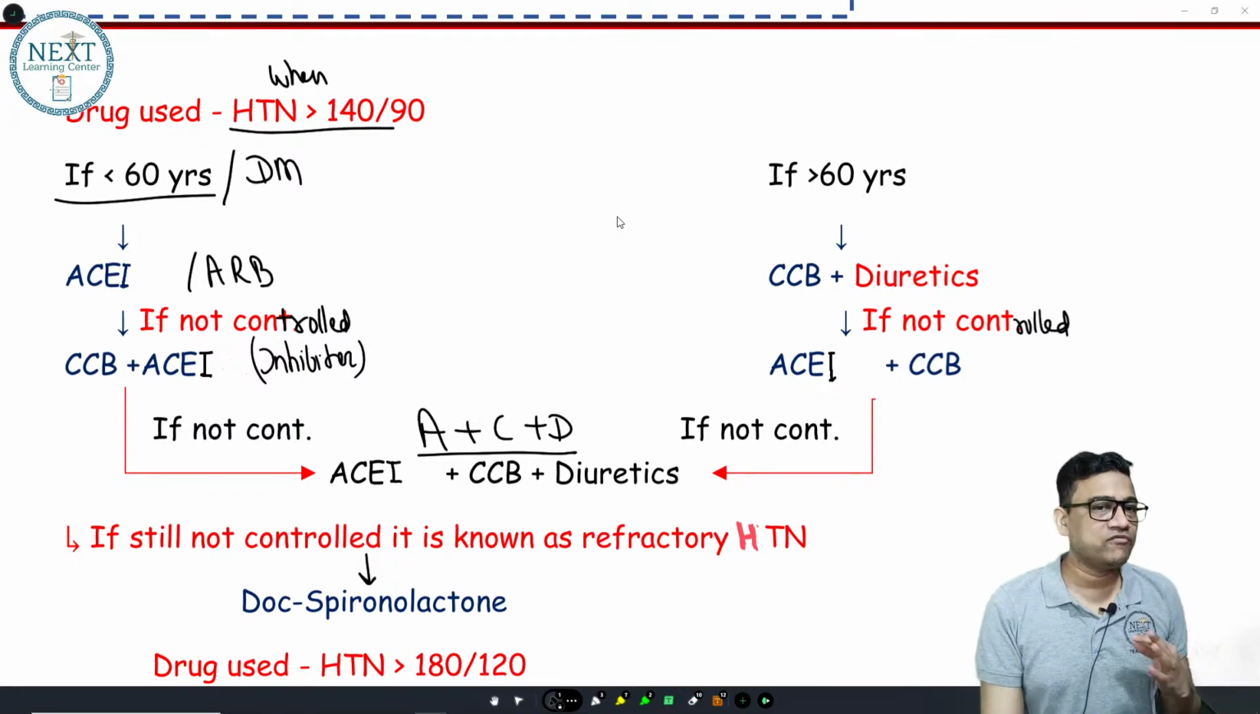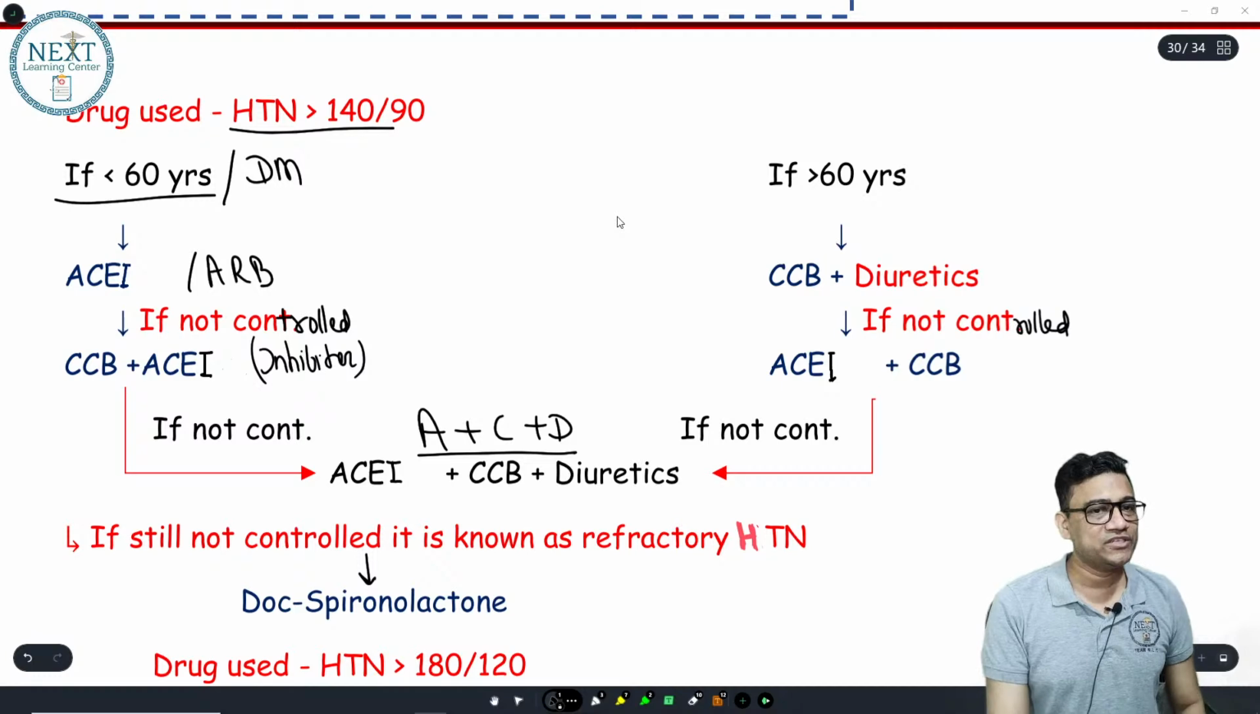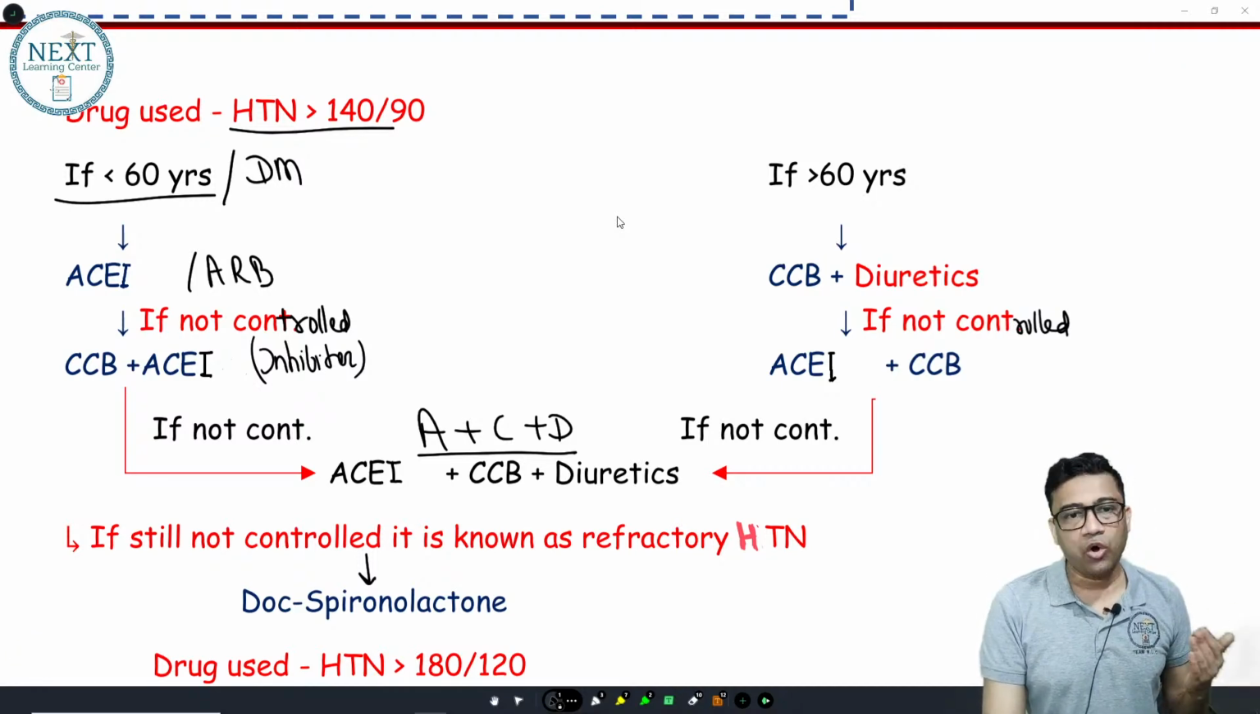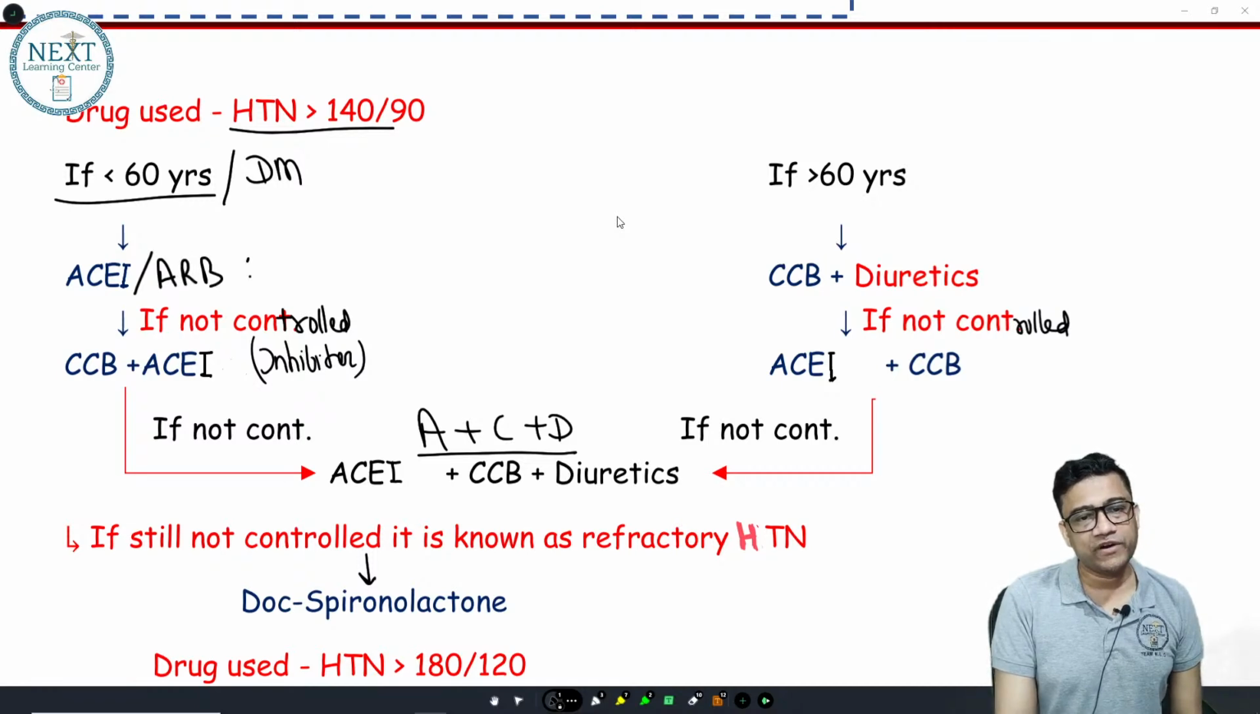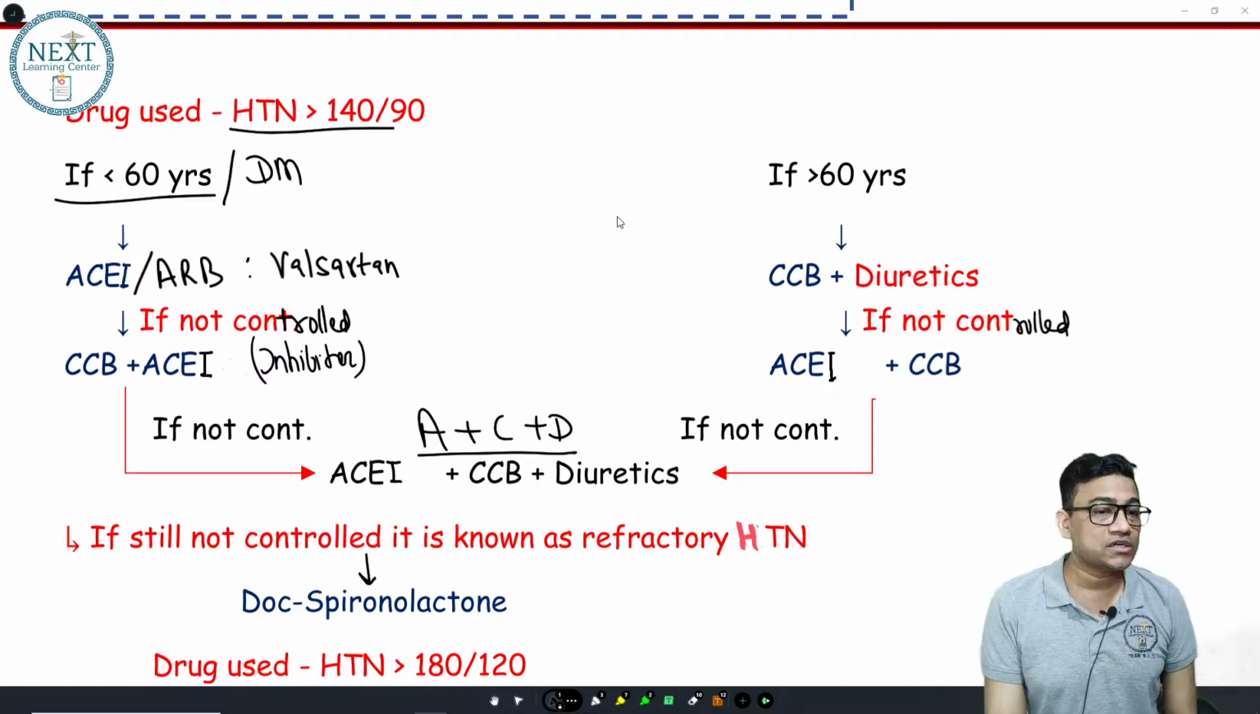If it is 140/90 we'll give the drugs. Okay. Drug use if hypertension is 140/90. Then if age is less than 60 or diabetes, use ACE inhibitor or ARB. Most preferred nowadays is valsartan. If not controlled, then we'll add CCB. If still not controlled, add diuretics.